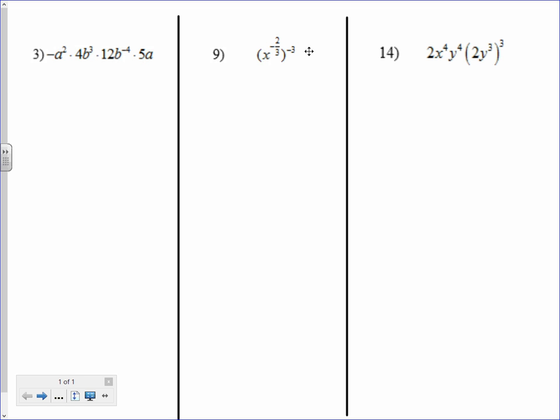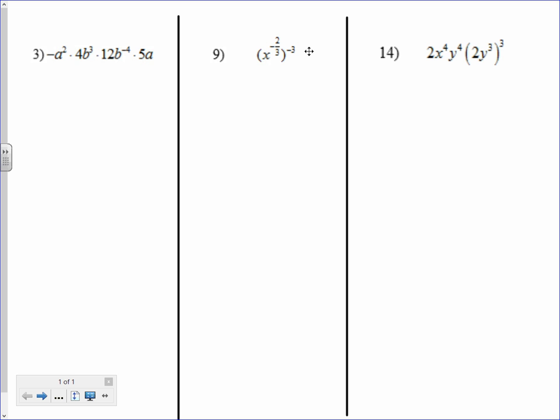For this, I'm only going to do 3 problems from the practice. There's 15 total. I'm going to do 3, 9, and 14. If you have questions on any other problems on the practice, you need to go to Canvas and look at the answer key, or you need to come in for office hours and speak to your instructor.